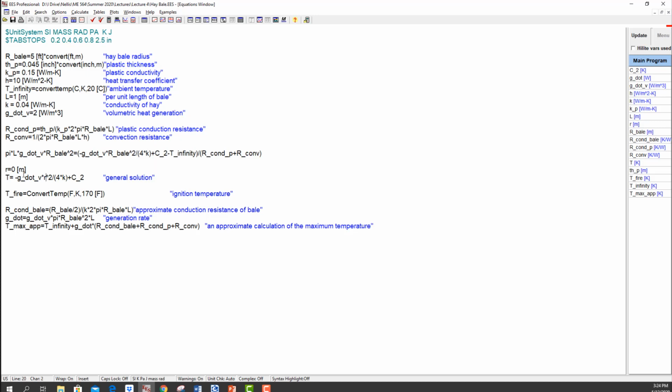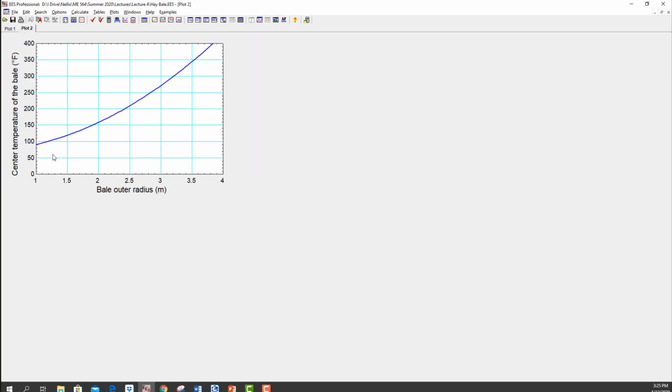So if I wanted to, I could comment out R bale up here and then make a parametric table in which I vary the radius of the bale and keep track of the temperature at the center. And that's what I did here. And yeah, it's not a linear increase. It actually goes up pretty quickly, right? And for 170 degrees, I can't make my bale much bigger than 2 meters, according to this graph.